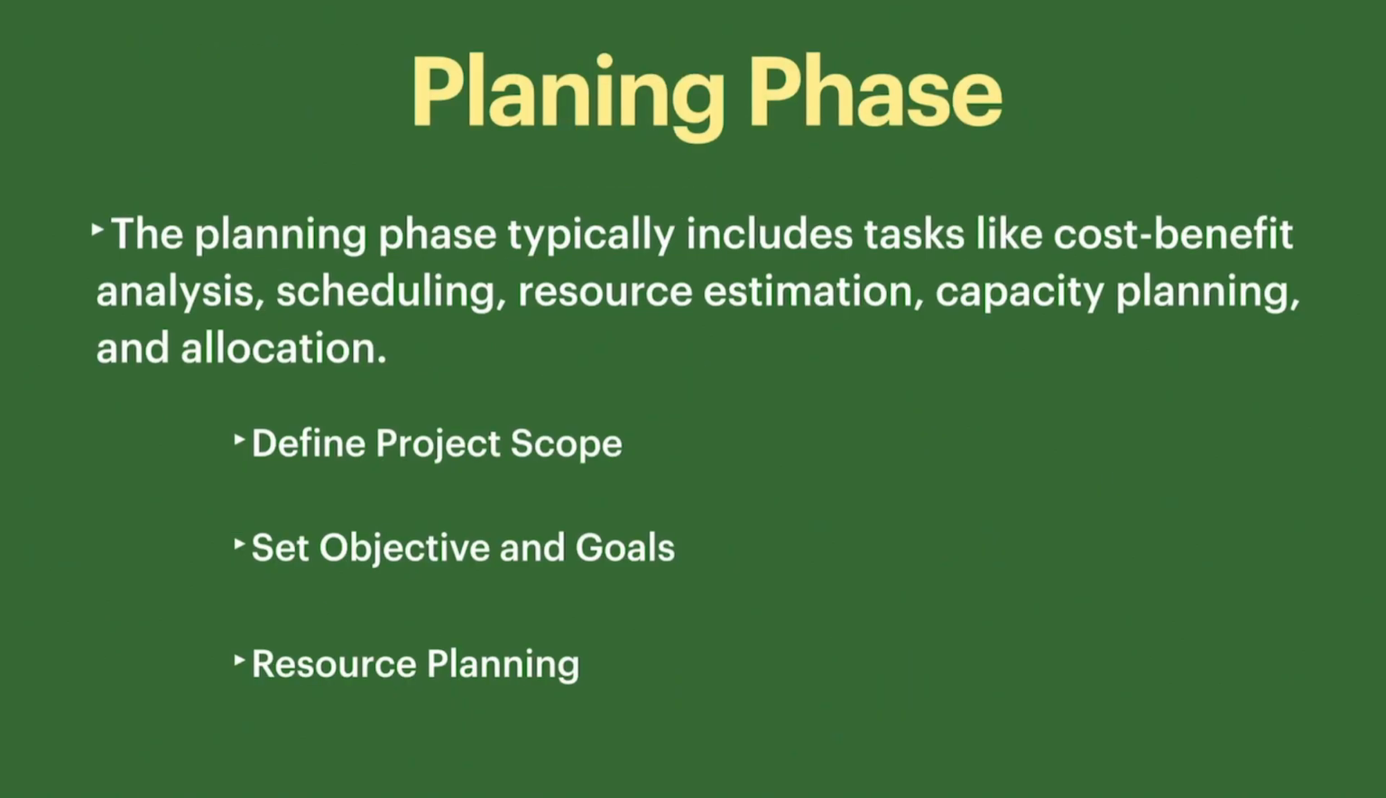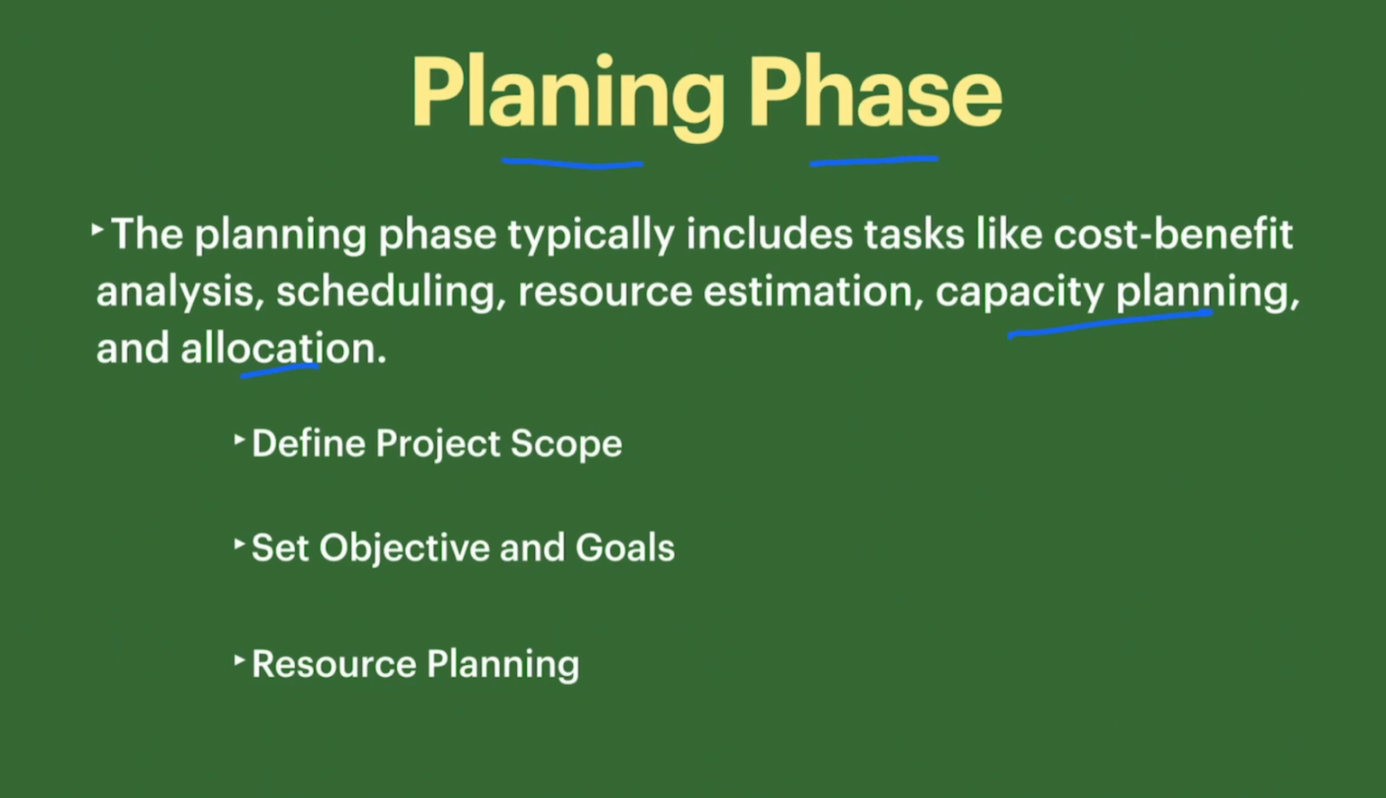This is the first phase, the planning phase, and it typically includes tasks like cost benefit analysis, scheduling, resource estimation, capacity planning and allocation. In this phase we include all types of tasks, like checking the cost of the software and the resource estimation, how many resources we need for the development of the software.